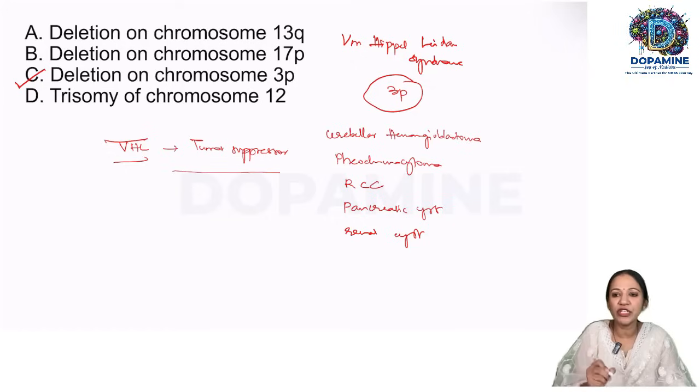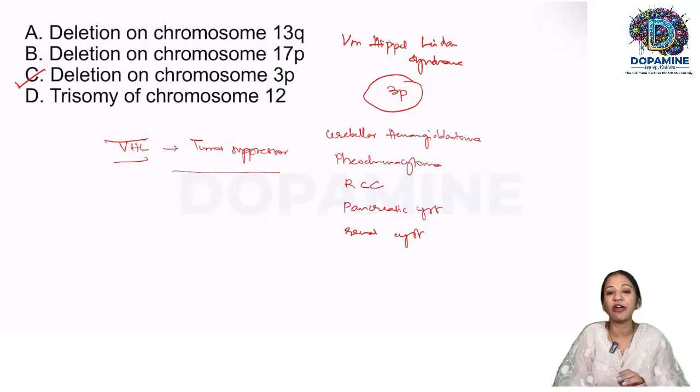Both copies of the gene have to be mutated. So that's why there is a family history. One copy is already mutated. Once the second copy is also mutated, according to Knudson's hypothesis, the person will have cerebellar hemangioblastoma, pheochromocytoma, and all the other clinical features. So, deletion of chromosome 3p.